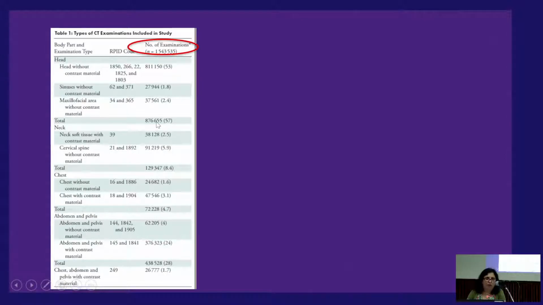Which makes sense, right? Children, normally you take them to the ER because they fall or something else. It's typically head exam that we do on kids, followed by about 438,000 for abdomen and pelvis. So it's opposite than the adult, which makes total sense, at least in the United States.